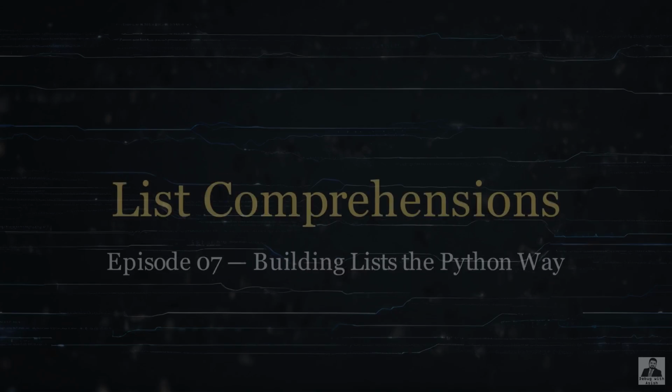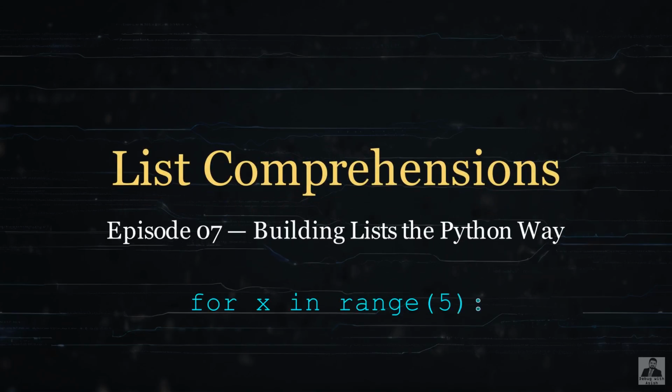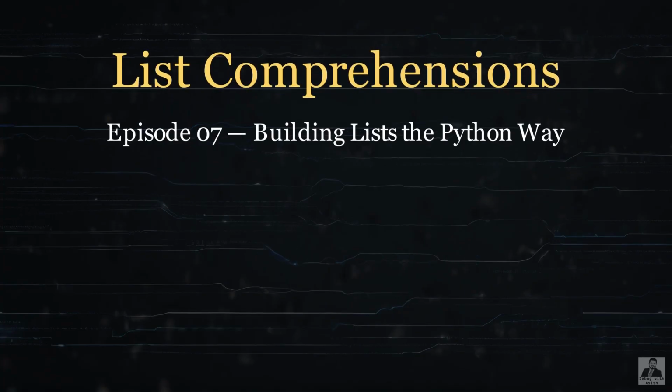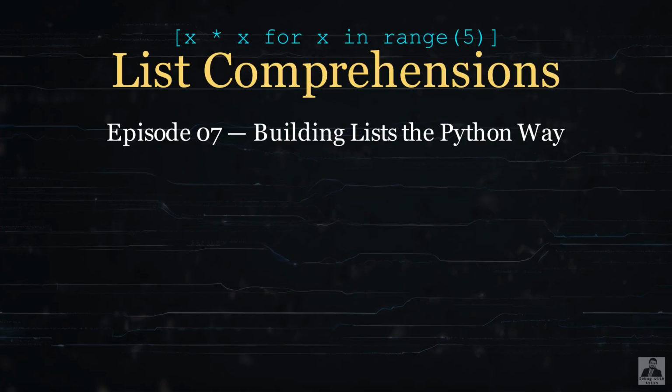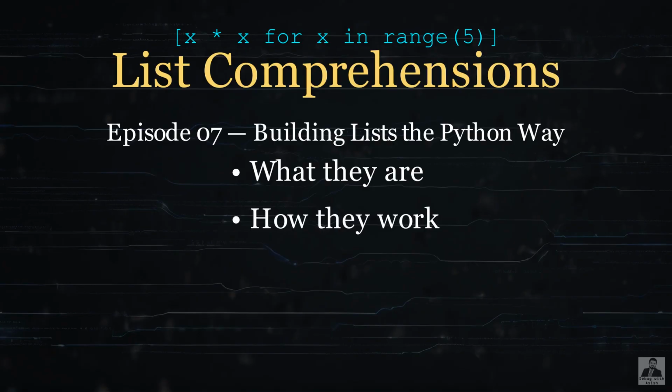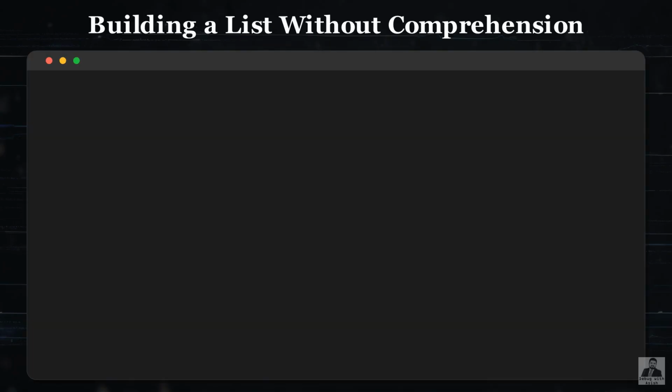In the last episode, you learned how to use for loops to repeat actions. List comprehensions take that idea one step further. They let you build an entire list in a single clean line of code. In this episode, we go line by line through what they are, how they work, and how to use them with filters.